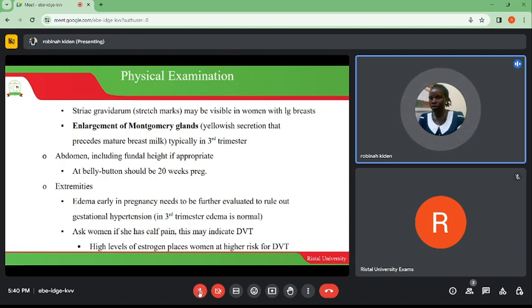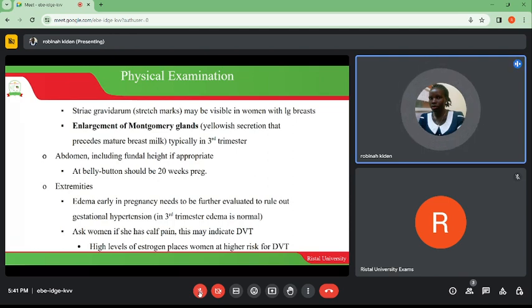Then ask the woman if she has calf pain. The calf is the back of the leg. If the mother feels pain around the back of the leg, more so behind the knee, this in most cases can be suggestive of deep venous thrombosis. High levels of estrogen place women at higher risk for deep venous thrombosis, or what we can call DVT.